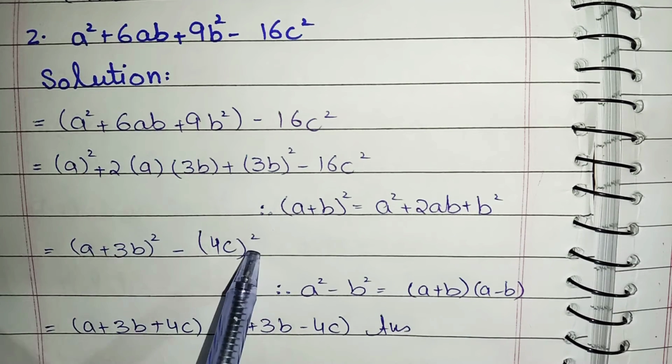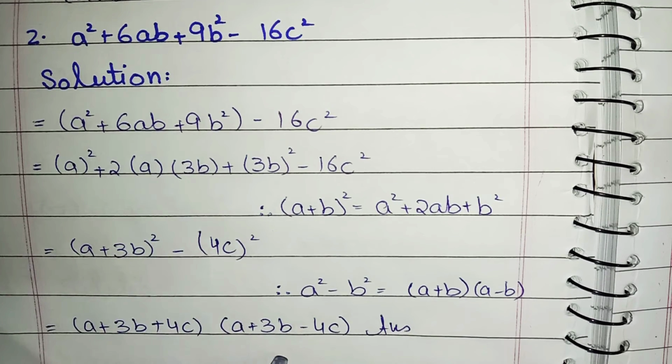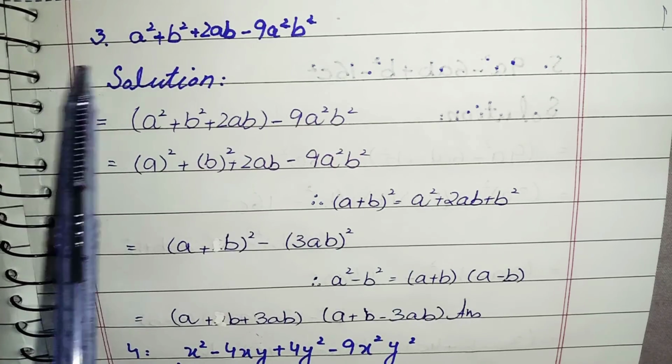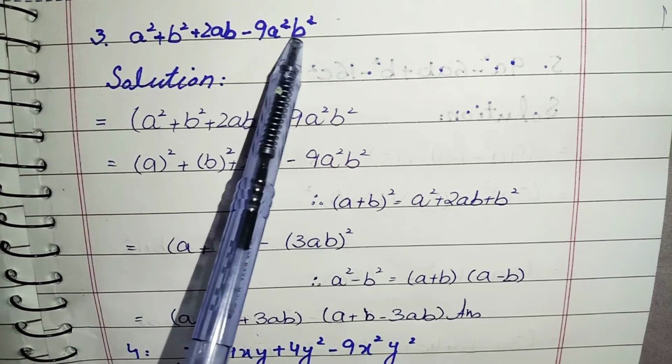So we will write these two terms firstly with plus sign, then with minus sign: a plus 3b plus 4c, a plus 3b minus 4c. Here is our question number 3: a square plus b square plus 2ab minus 9 a square b square.